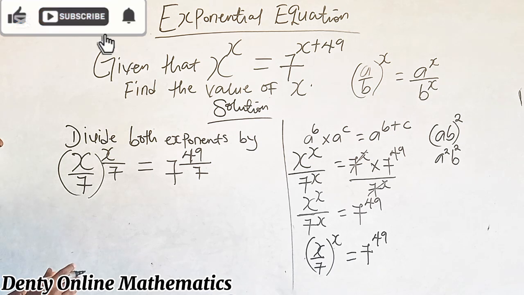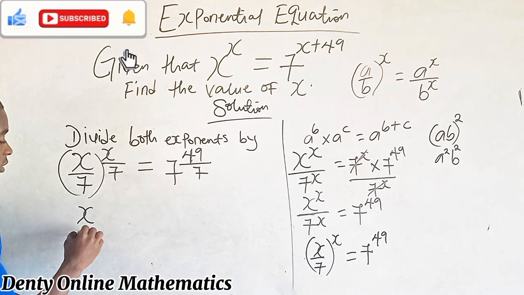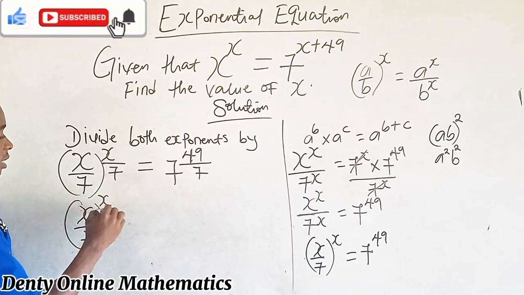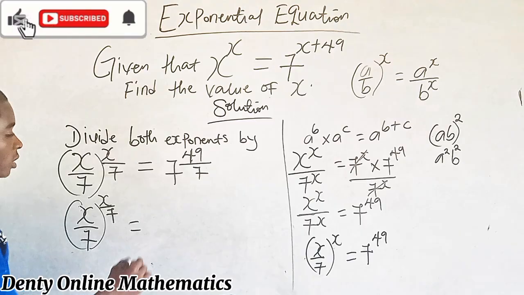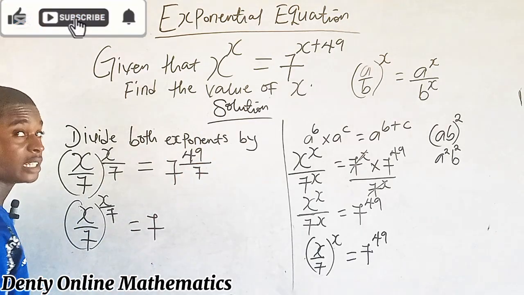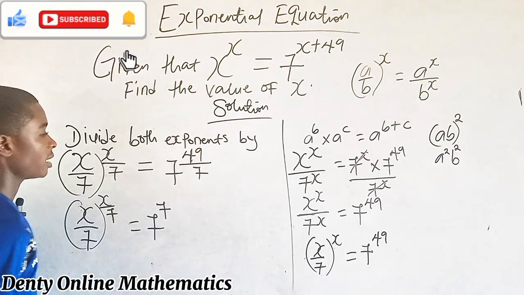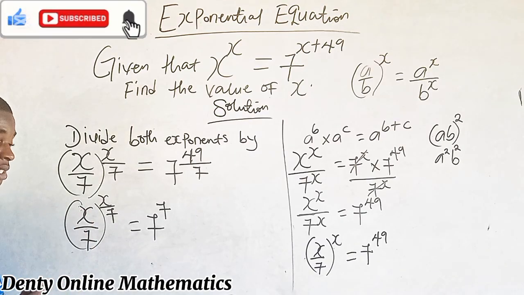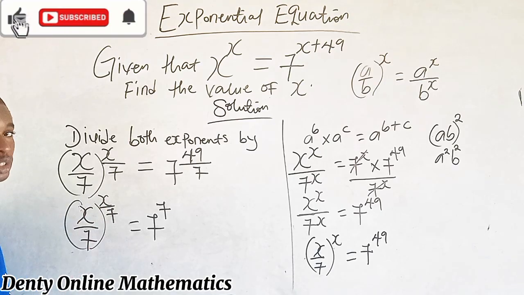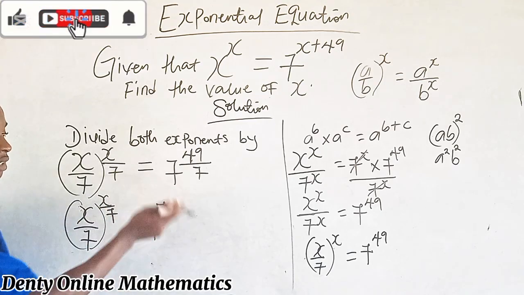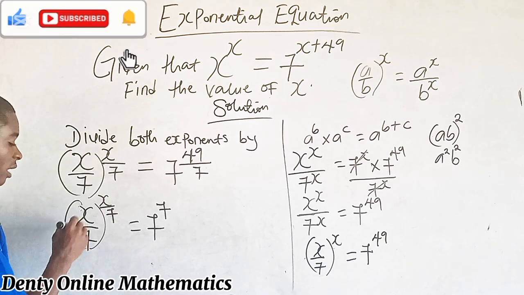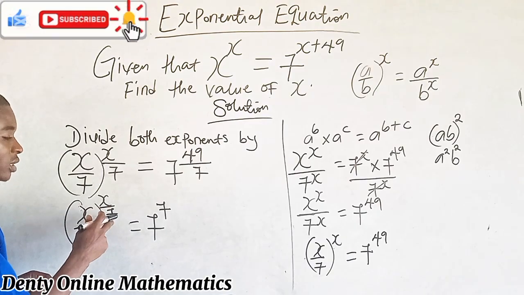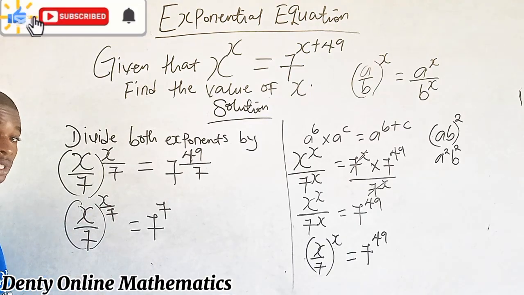Now let's observe something. x over 7 all raised to the power of x over 7 is equal to 7 raised to the power of 49 divided by 7, which is the same thing as 7. So now if you observe, you see that x over 7 is the base, x over 7 is the exponent, 7 is the base, 7 is the exponent. That means x over 7 as the base is equal to 7, which is also the base, and x over 7 as the exponent is the same thing as 7, which is also the exponent.